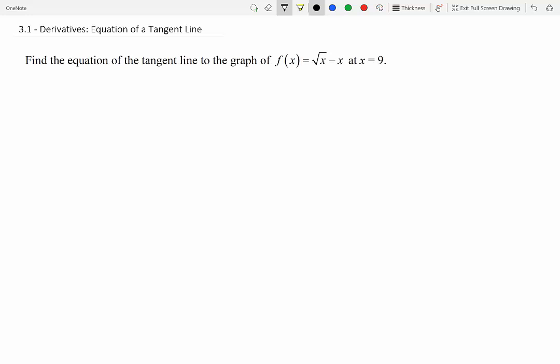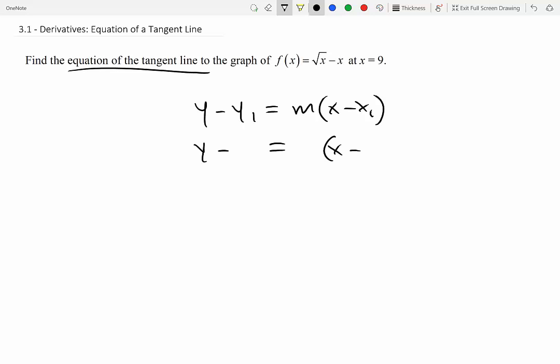All right, here's one of the classic calculus questions about derivatives, which is finding the equation of a tangent line. Whenever I see these questions, I always start with my general linear equation in point-slope form, because that really does tell me the things that I'm going to have to find in this question, specifically the point on the graph and the slope on the graph.